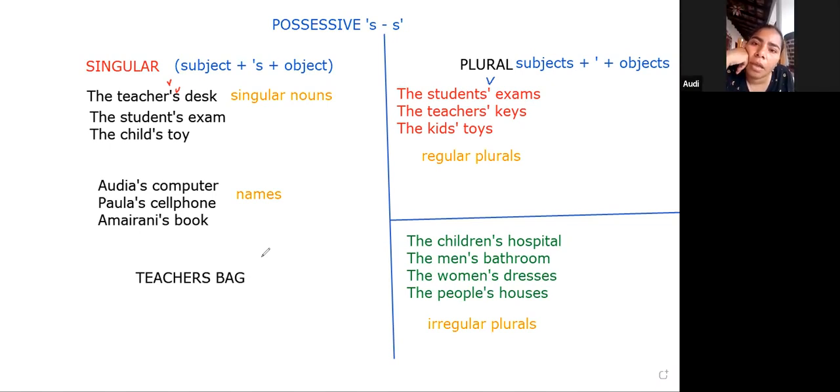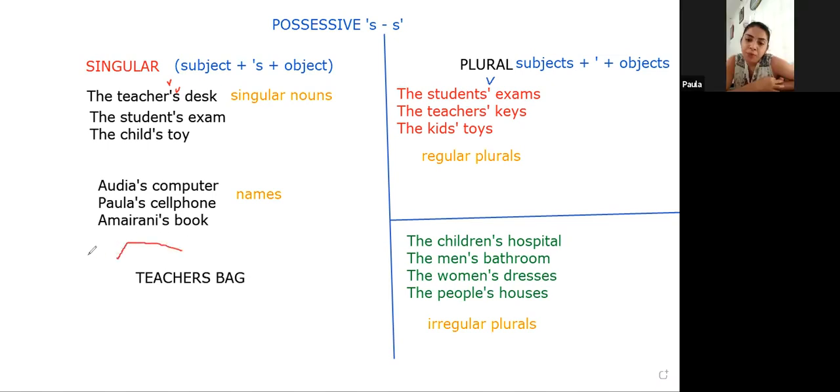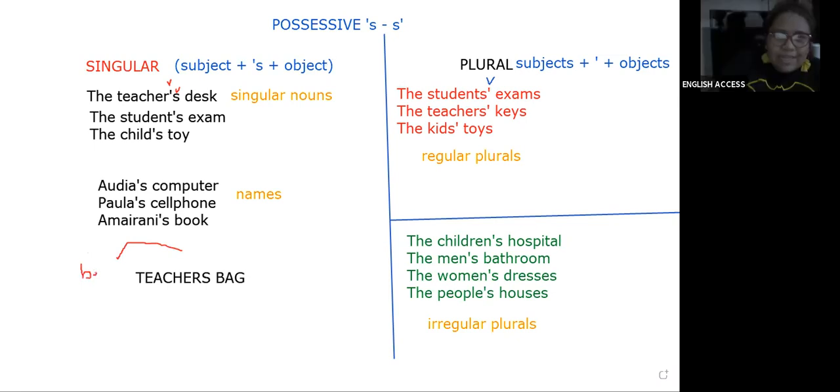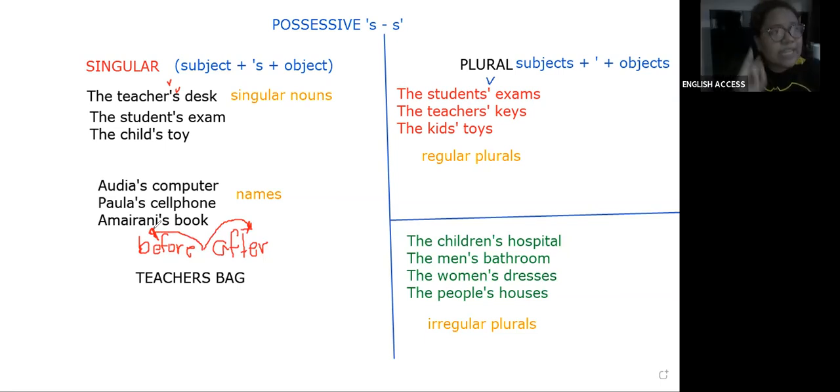Or after. This is before. Bueno, no está acá, ¿verdad? Es nada más una idea. Ah, se borró. Ahí está. So, we have before. And we have after. Before. Okay. Primero, identifiquemos. Singular or plural? Tell me. Singular or plural?